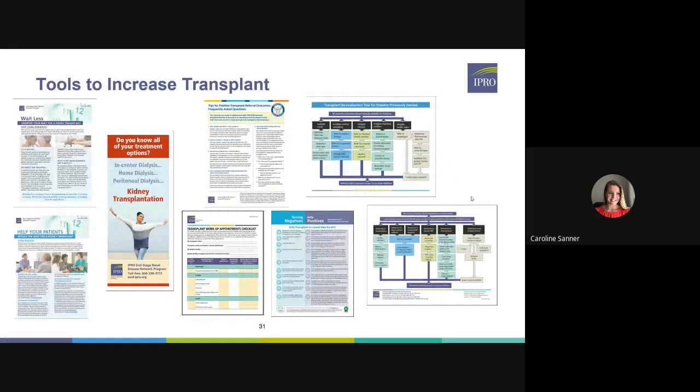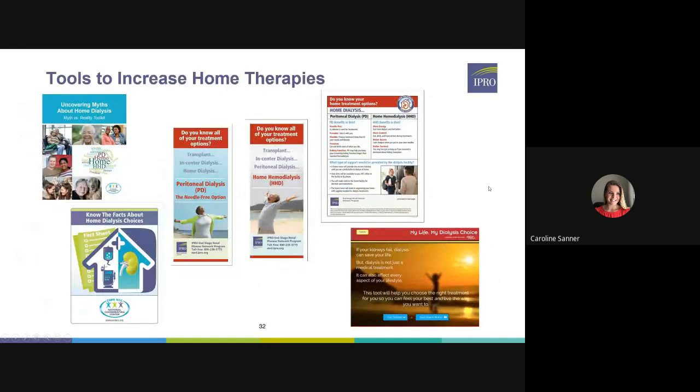The IPRO ESRD Network also has many tools to increase transplant and home transition. So ESRD.ipro.org and IPRO Learn have many resources that can aid your facility in increasing home therapy and transplant numbers. We have patient and provider education on reducing transplant wait times and living donation options. We have workup appointment checklists that can aid your patients through the process. We have peer mentoring tools, and we have tips for positive referral outcomes. There is also education on home dialysis, PD and home hemodialysis, how to allow the patient to make the best treatment choices for their lifestyle and capabilities, and so much more.